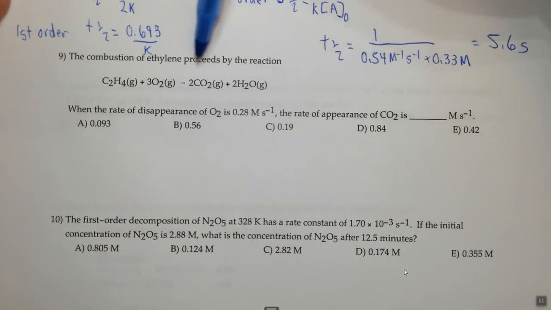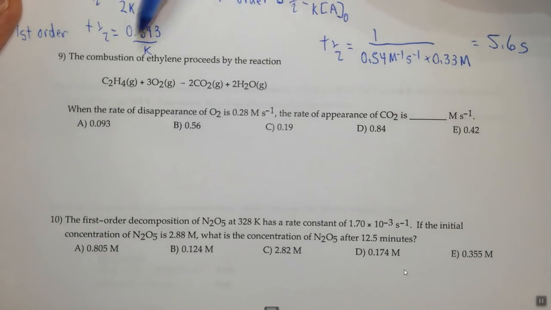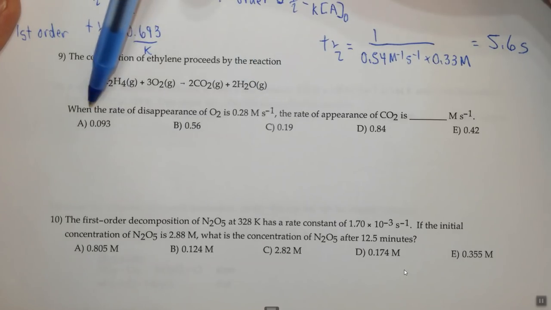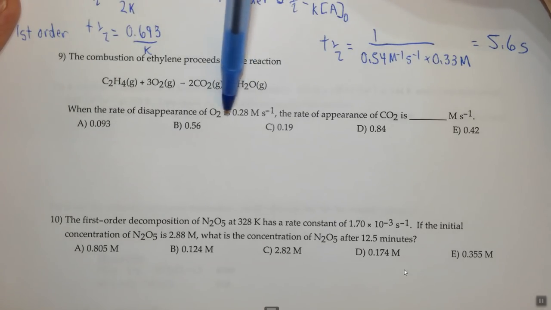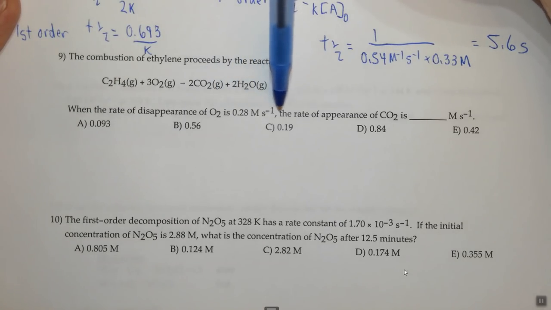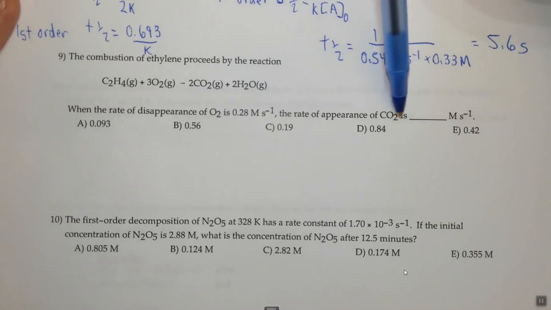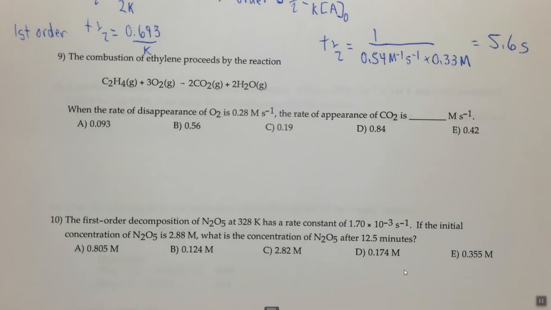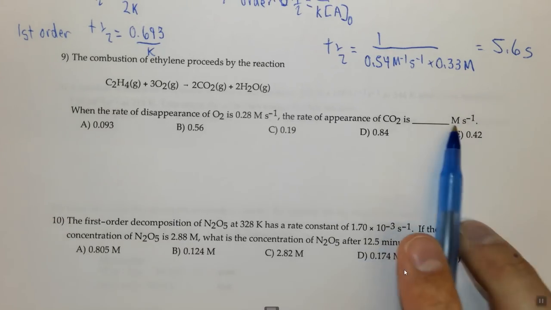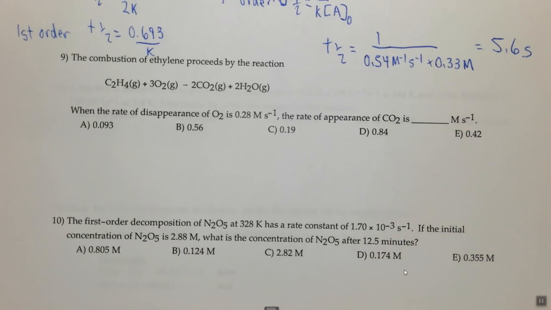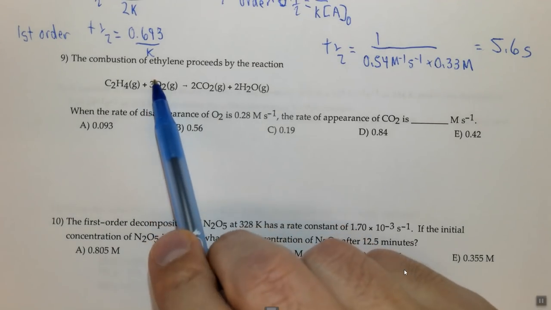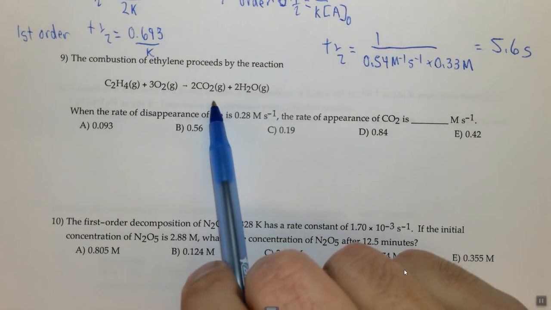Question 9 says, the combustion of ethylene proceeds by the reaction. And then it gives the reaction. When the rate of disappearance of O2 is 0.28 molar second to the minus 1, what is the rate of appearance of CO2 in the same reaction? So in this case, what we need to do is look at the stoichiometric relationship essentially between oxygen and CO2.